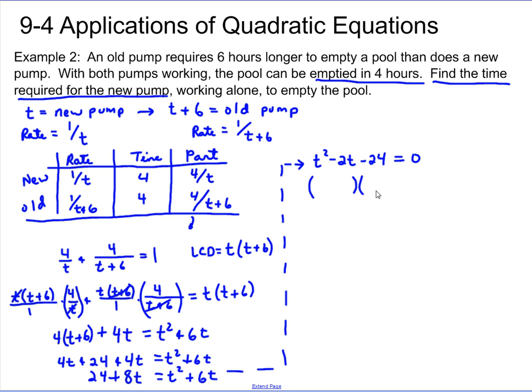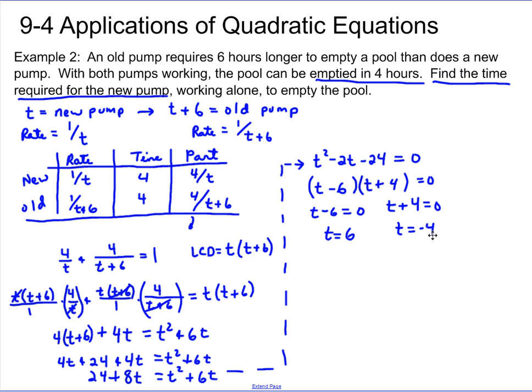This one can be done by factoring directly. We need two factors of negative 24 whose sum is negative 2. That would be negative 6 and positive 4. And so we're going to set each factor equal to 0. t minus 6 is equal to 0, t plus 4 is equal to 0. And we get two solutions: t is equal to 6, or t is equal to negative 4.